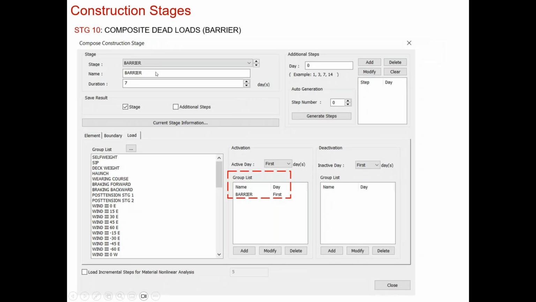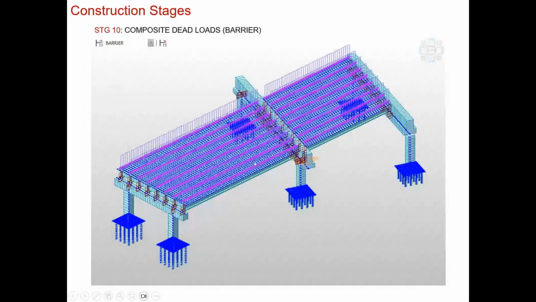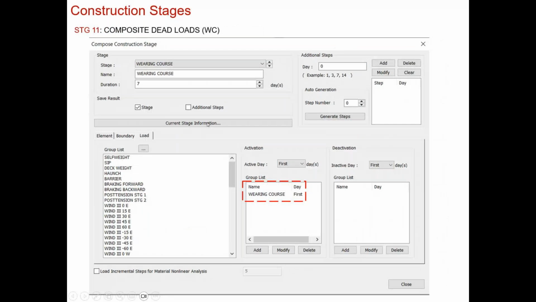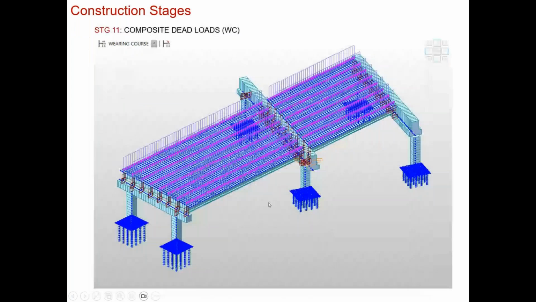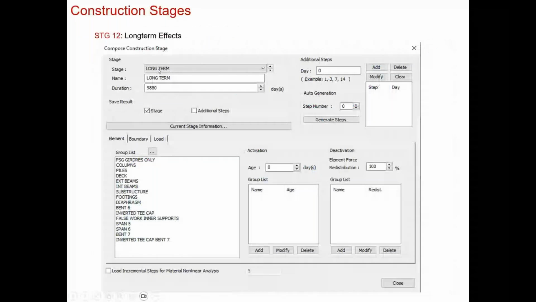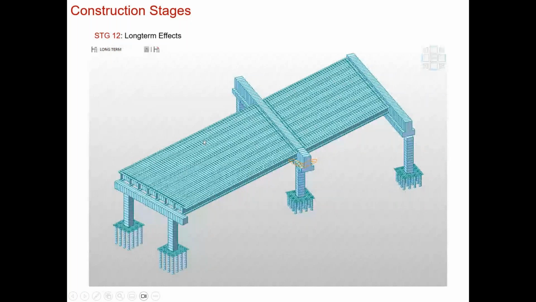And finally, at this stage, we start to add the composite dead loads, the barrier load and the wearing course load, and both of them are added as line loads on the composite bulb T girders now. And finally, the last stage is called the long-term stage, when we just apply a duration to make sure that we are monitoring the creep and the time-dependent effects on the structure.